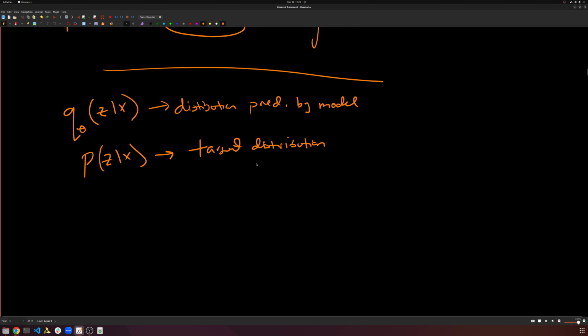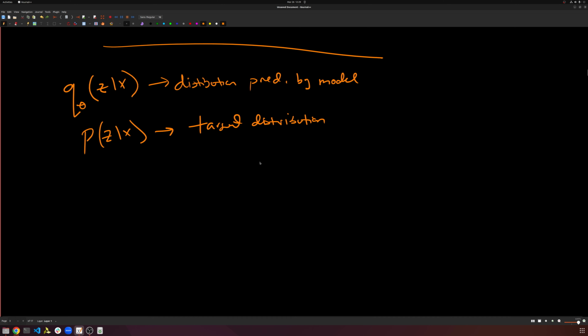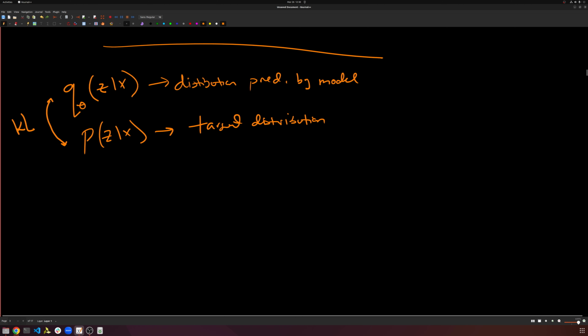So let's go ahead and do that. What we want to do, our goal, is to minimize the distance between these two things using the KL divergence. This is what we predicted, and this is the target. So we need to use some type of metric to reduce the distance between these predicted and true distributions, and that's why we're using the KL divergence as our metric. Again, you could use other ones, but the KL divergence is the most common one that you'll see, and so that's what we're going to be using.